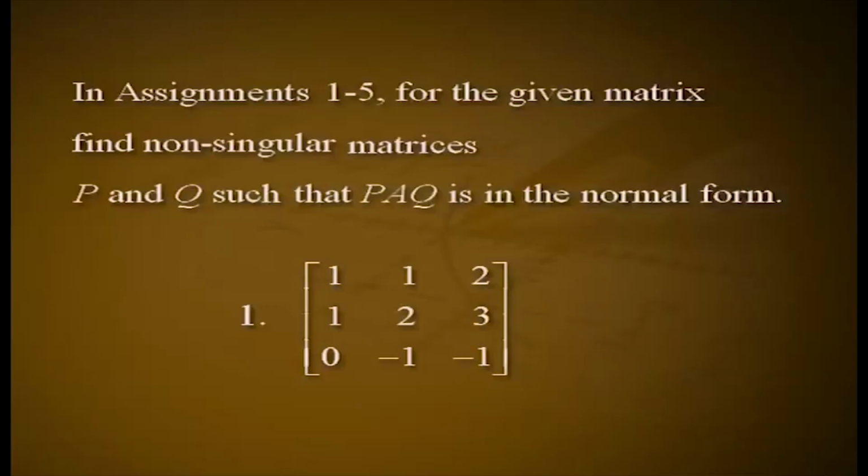In assignments 1 to 5, for the given matrix, find non-singular matrices P and Q such that PAQ is in the normal form. 1. Matrix 1 1 2 1 2 3 0 minus 1 minus 1. 2. Matrix 1 minus 1 2 minus 1 4 2 minus 1 2 2 2 minus 2 0. 3. Matrix 1 1 1 1 minus 1 minus 1 3 1 1.